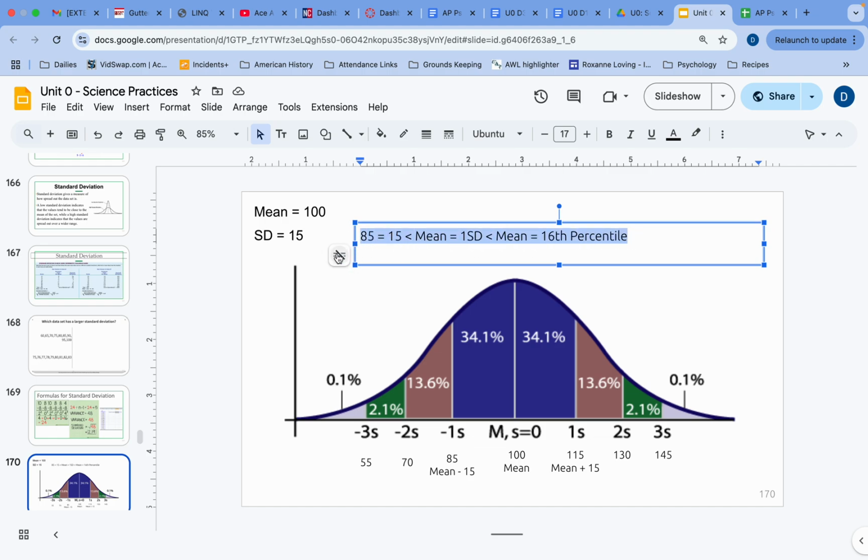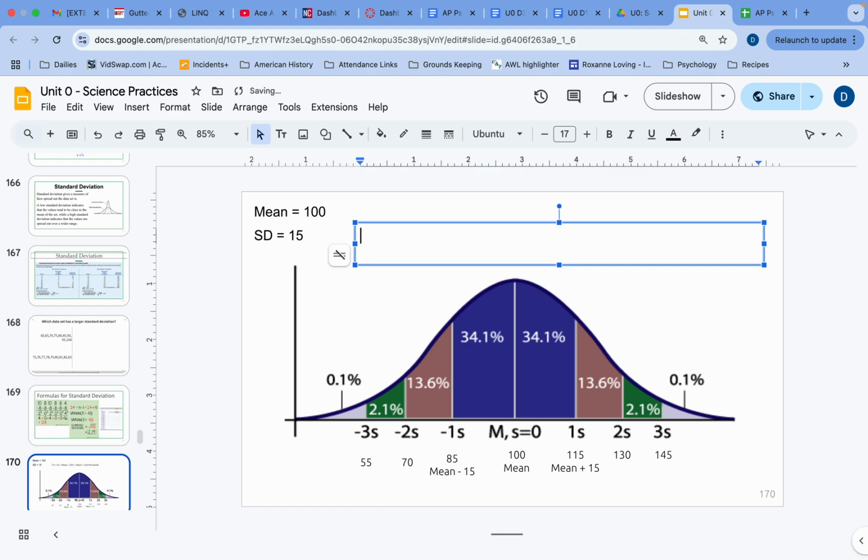Now, next one here, if you get a 70 on the IQ, that means you are now 30 points below the mean, which is 2 standard deviations below the mean, which means you did better than about 3% of the population. You're in about the 2nd percentile. None of you are in that. No chance. All right? So that's how standard deviation works.